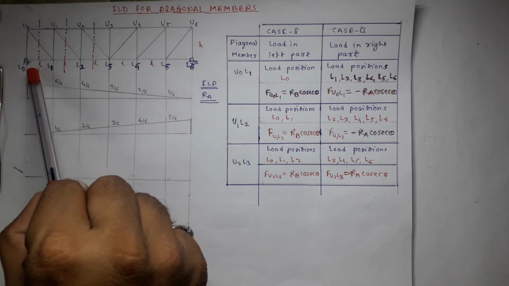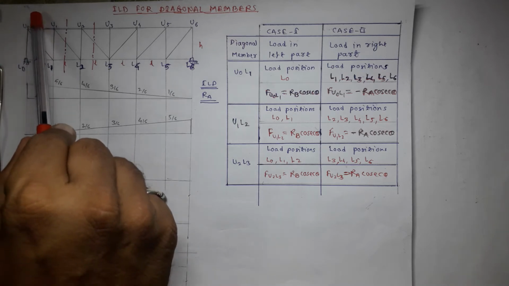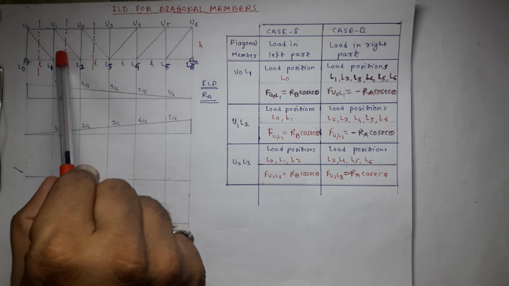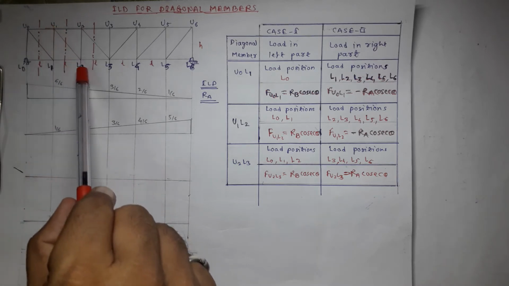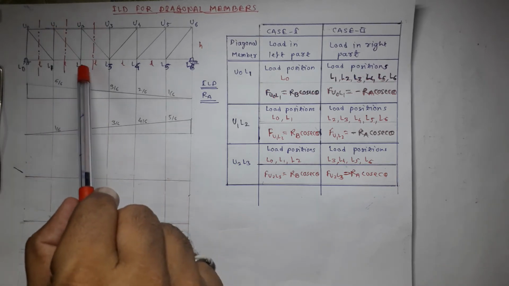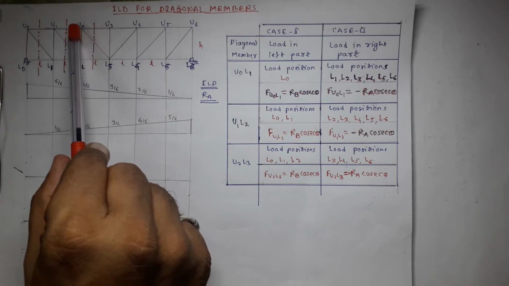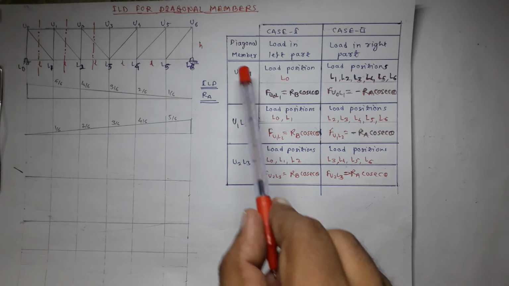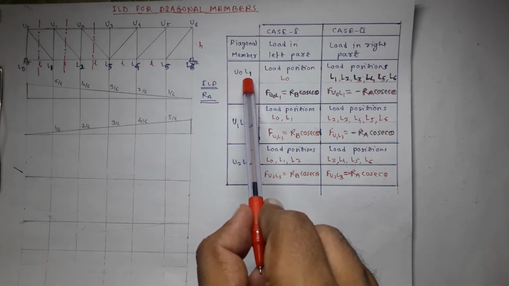section because I am going for the method of sections. So this is the section which is to be used for u0 l1. This is the second section which is to be used for u1 l2, and this one is the third section. I am going to use this section in order to get the force in this member u2 l3. Now let us see how to get the force in u0 l1.